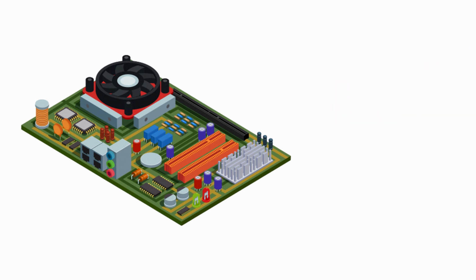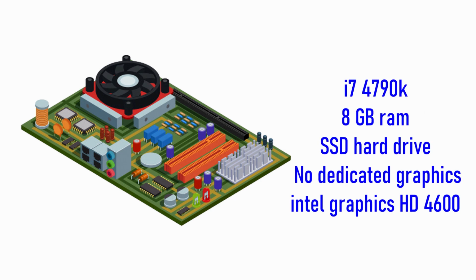If your workflow is slow, you need to find out what kind of parts your PC needs to upgrade, and not just randomly upgrade your RAM just because you have more slots on your motherboard. So for my PC, I'm using an i7-4790K quad-core processor, 8GB RAM, and an SSD, without a dedicated graphics card. So I'm just using the integrated graphics HD4600, which comes with the i7 processor.